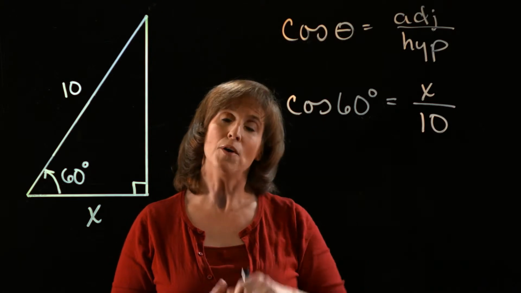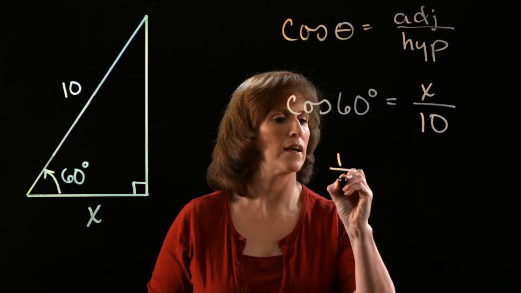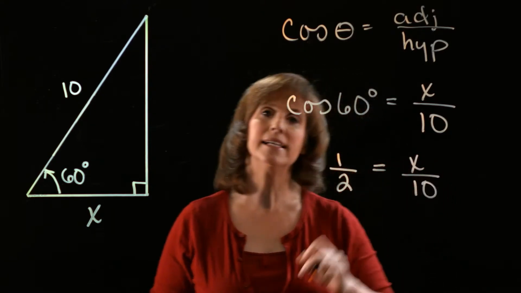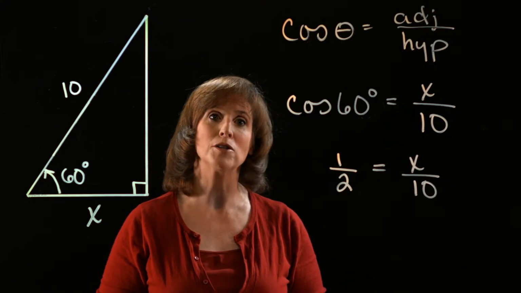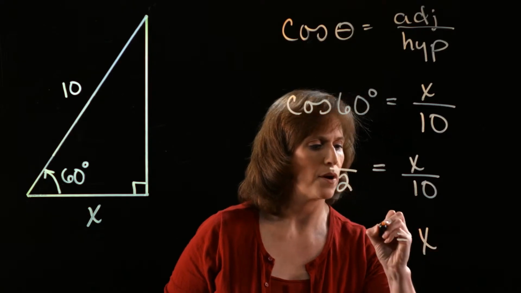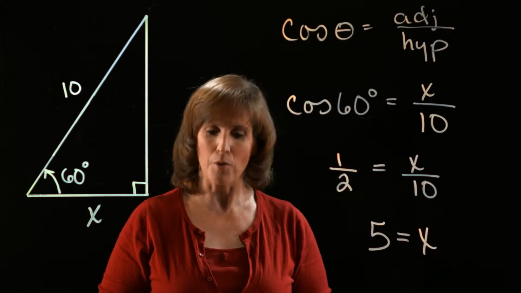I know that the cosine of 60 degrees is 1/2. And so that means that 1/2 is x divided by 10. Now I can go ahead and solve this equation by multiplying both sides by 10. And when I do that, I end up with x being equal to 5. That was one way to approach the problem.